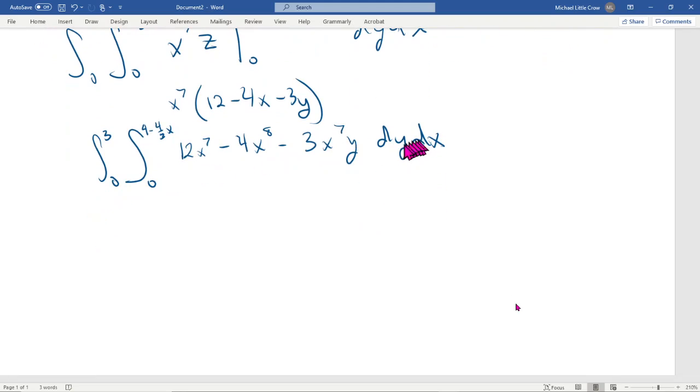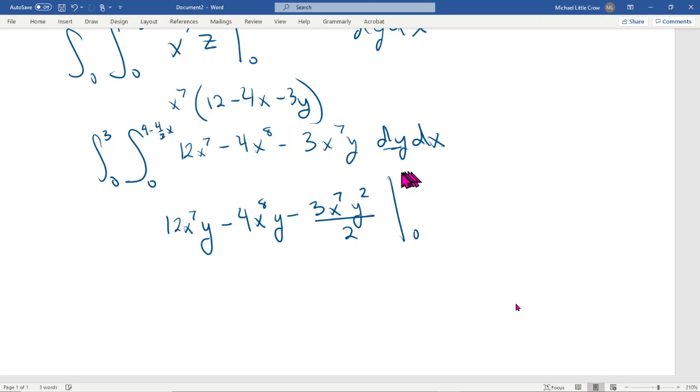We do the next one, so now we're integrating with respect to y. So everything is a constant with respect to y. So we integrate, this gives us 12x to the 7th, y to the first power, minus 4x to the 8th, y to the first power. And then this one is going to become y squared divided by 2, right? So we got minus 3x to the 7th, y squared divided by 2. That's our integration. We go from 0 to 4 minus 4/3 x. This will probably get a little messy. We still have the 0 to 3, and the dx back here. But this has been integrated.